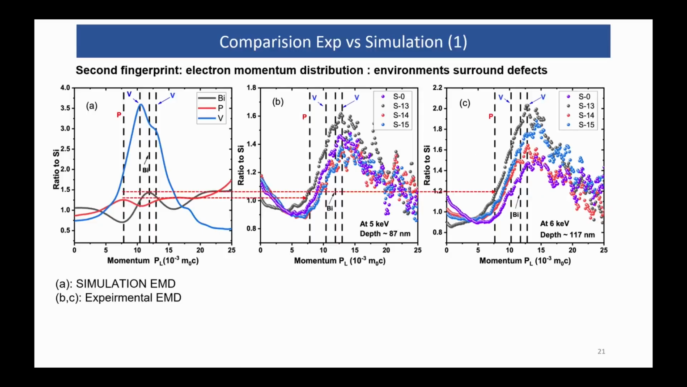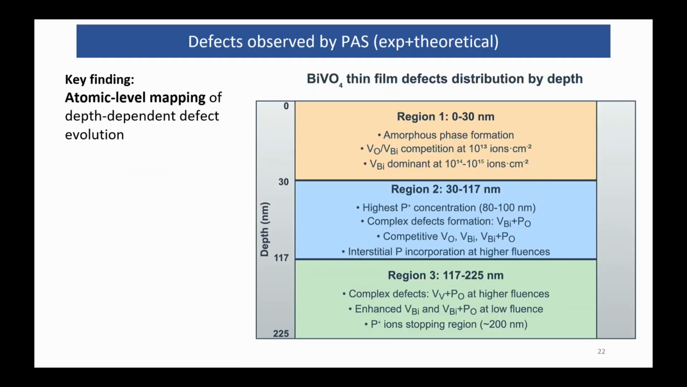Let's go through the final summary of the defects in detail. From the surface, we split into regions. The first region is the near surface region, from 0 to 30 nanometers, where we see the amorphization phase, and it's confirmed by other methods. And we see the competition between other defects inside this layer. In the second layer, we see a higher concentration of phosphorus because we detect phosphorus here.